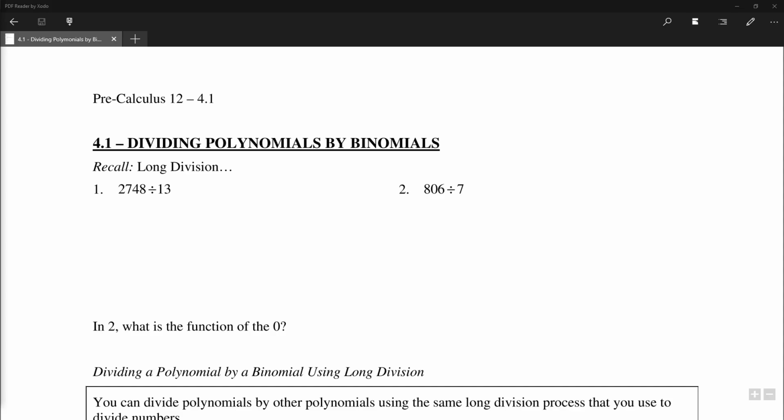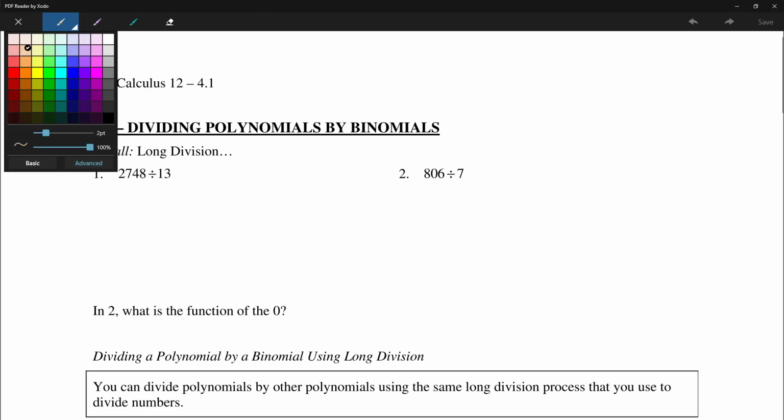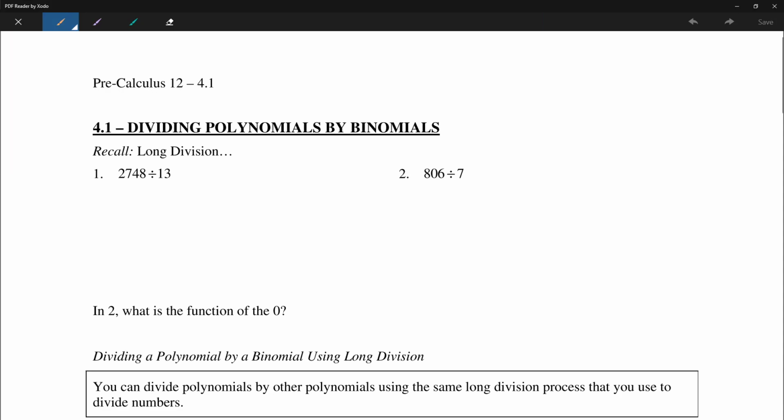Hello everyone. So today we're going to go over section 4.1, dividing polynomials by binomials. We'll begin with a review of long division of integers. Okay, so we have here in the first example 2748 divided by 13.